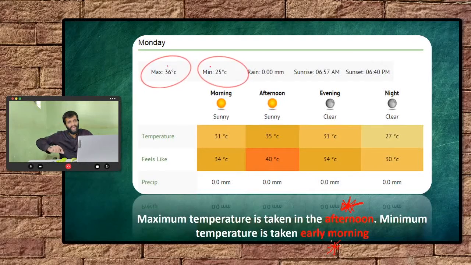So the question is, why don't we calculate the minimum temperature in the evening? Because minimum will be lower than maximum, right? Maximum is in the afternoon, but why not minimum in the evening? Why only in the morning?